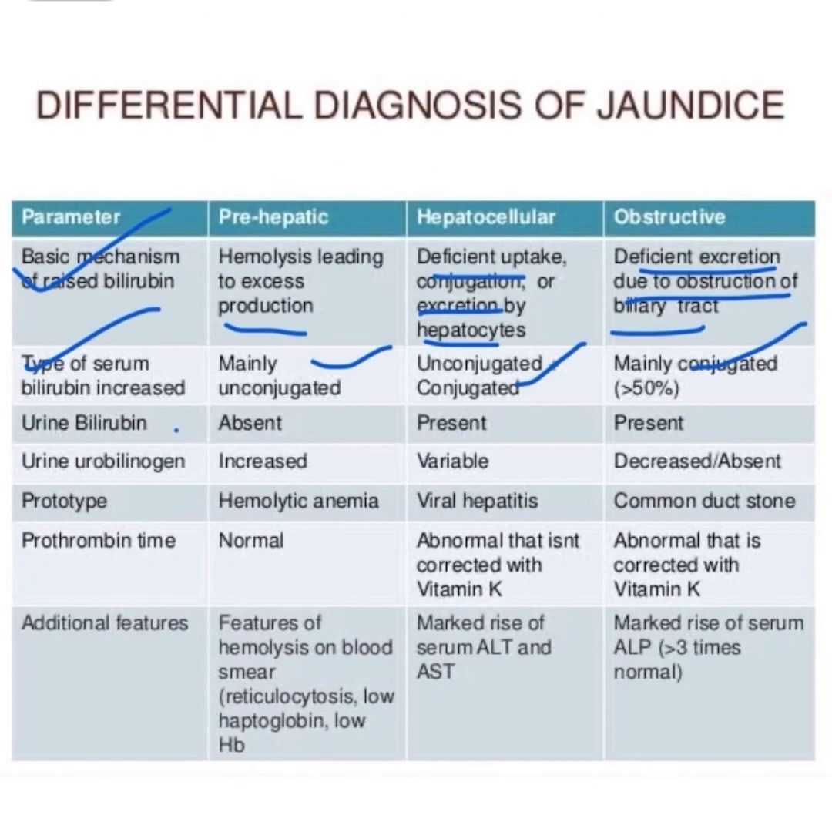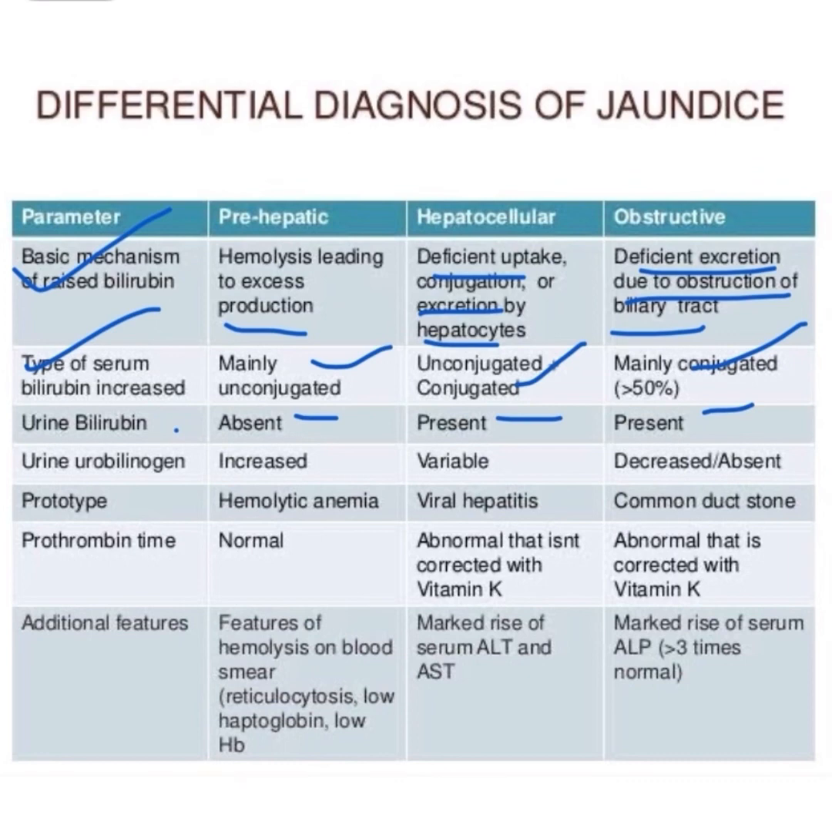Next, urine bilirubin. It is nothing but the bilirubin which we see in the urine, right? It is absent in the prehepatic, because what we get here is the unconjugated form, and in the hepatocellular and the obstructive form it is present. In the obstructive we get the conjugated form, so we can see this in the urine.